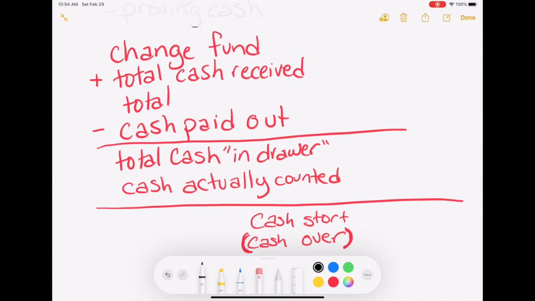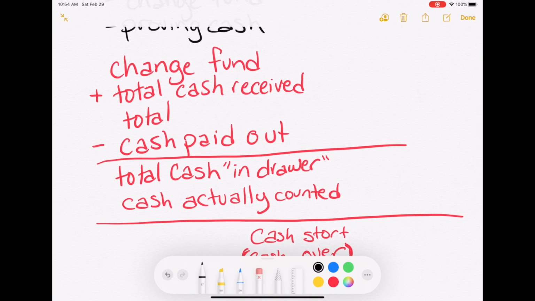If we look at A, it says at the start of the morning on January 8th, Avery put $120 in change into the cash drawer. So that is the change fund. We started with 120. When the work period finished, his cash register total showed $5,289 received. So that's right here.